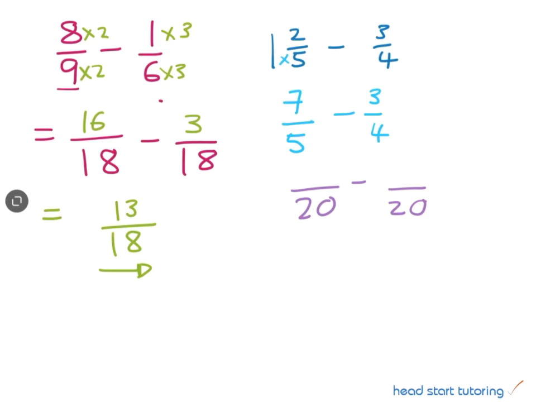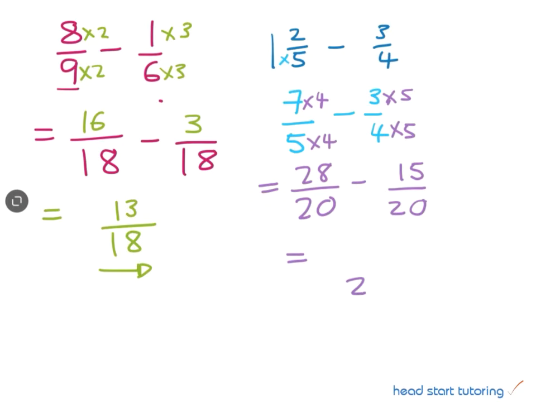So we've got 4 times 5 is equal to 20. So we multiply our 3 by 5 to get 15. And 5 times 4 gives us 20. So we multiply our 7 by 4 as well. So 7 multiplied by 4 is 28. So 7/5 is equal to 28 over 20.